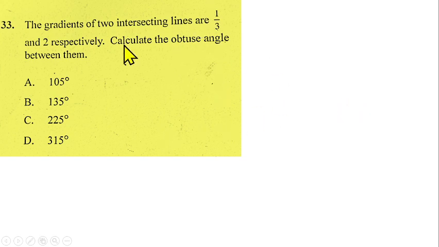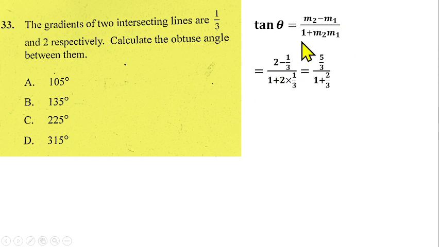So this question is from coordinate geometry. You are given the gradients of 2 lines to find the angle between them. We know that to find the angle between 2 straight lines, we have tan theta equals m2 minus m1 over 1 plus m2 m1, where m1 and m2 are the gradients of the two lines. So if you substitute that, m2 is 2, and m1 is 1 over 3. So we have 2 minus 1 over 3 over 1 plus 2 times 1 over 3.